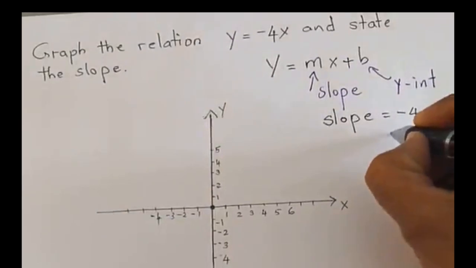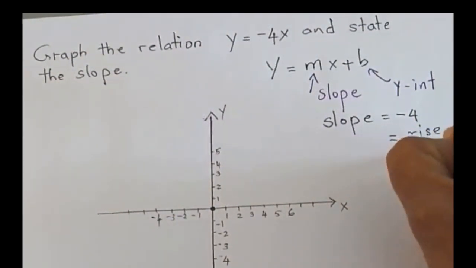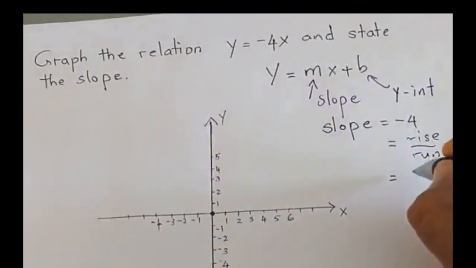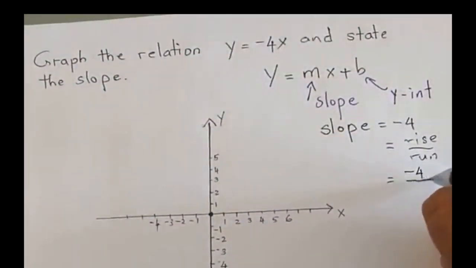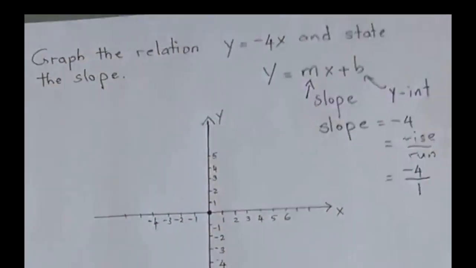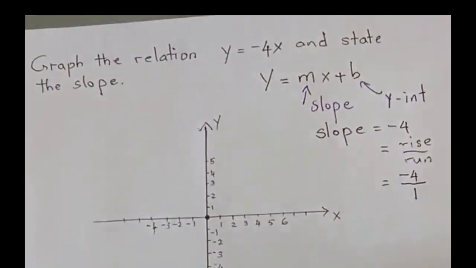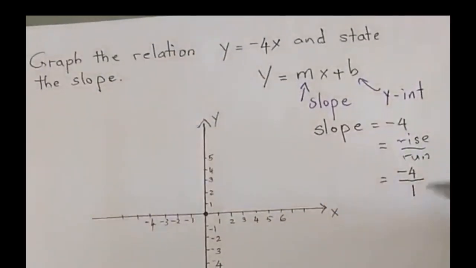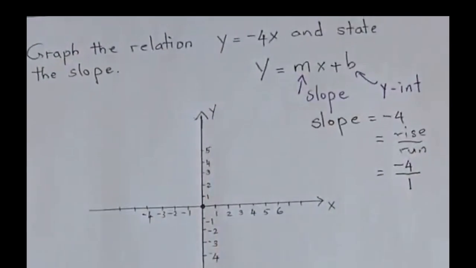What do we know about the slope? The slope is rise over run. If it's rise over run, we only have negative 4. How would I find what the run is? The run is always 1 if we just have a whole number, where a 1 is being divided or multiplied, and you don't really show that. So negative 4 over 1 is equal to negative 4. So the rise is negative 4, run is 1.